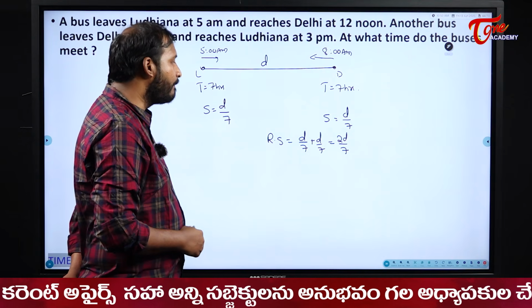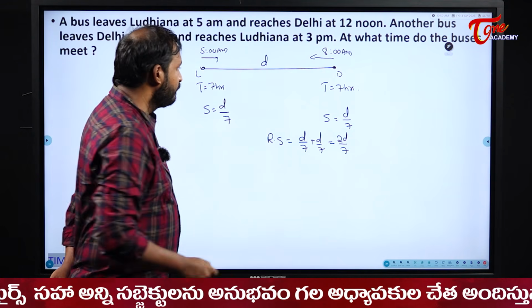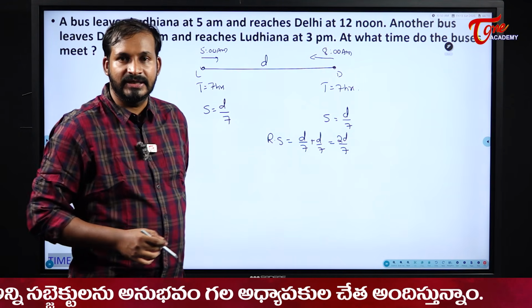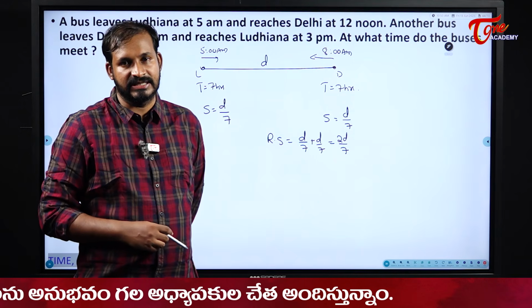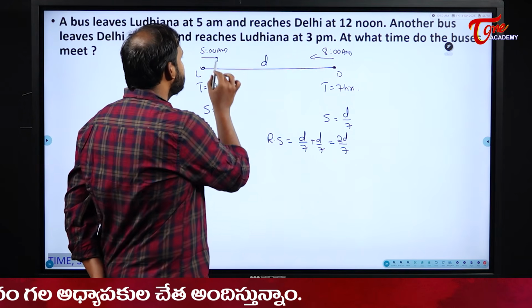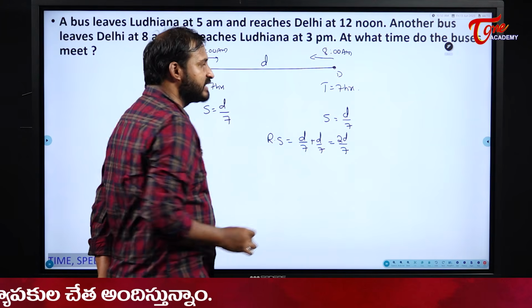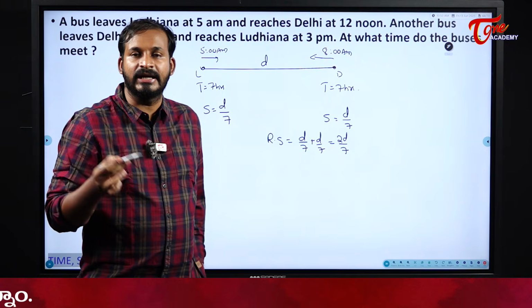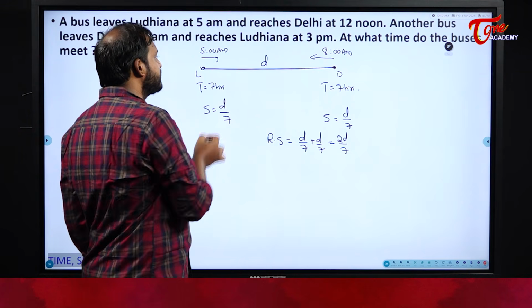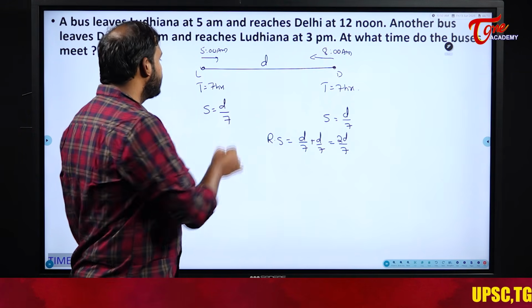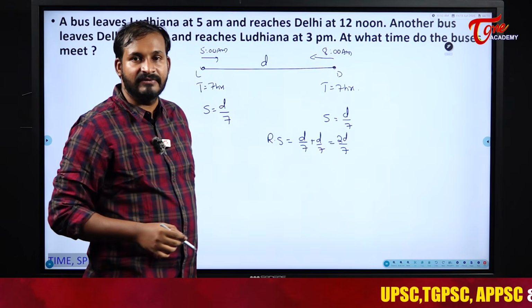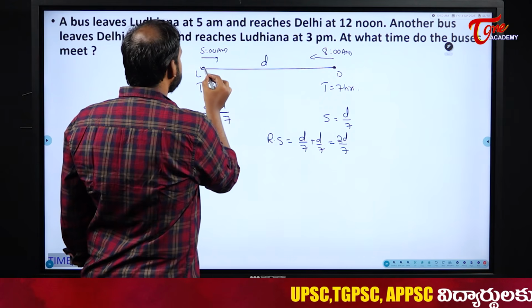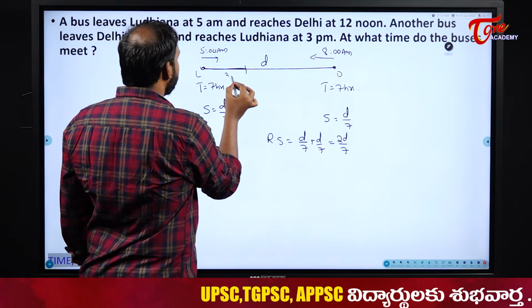Good, superb. But will we directly write D by 2D by 7 here? No. Why? Please observe here. This bus is starting at 5 am. This bus is starting at 8 am. As I have already told you, first we need to equalize the times. In 3 hours, what is the distance covered by this one? In 3 hours, it will cover 3D by 7 distance.